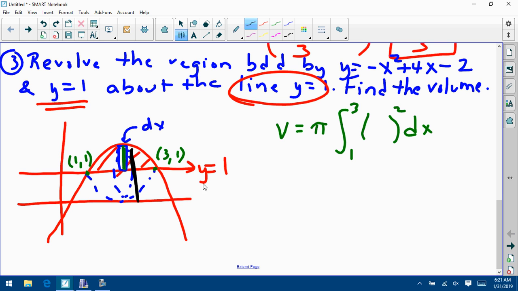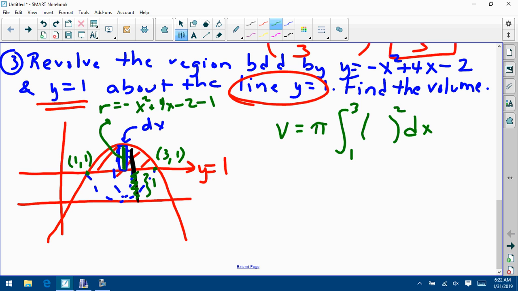Okay, well, think about it. If I take this entire black distance and take off this part of it, what's that distance? Well, if that's y equals 1, that distance has to be 1. So it turns out that the radius that I need here is the entire black distance, which was whatever that function is, negative x squared plus 4x minus 2, minus 1, because I have to take off that portion of it.